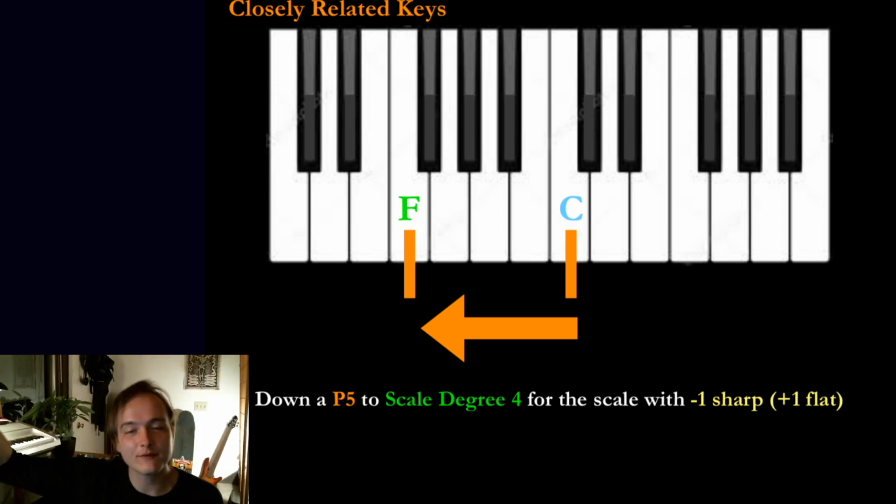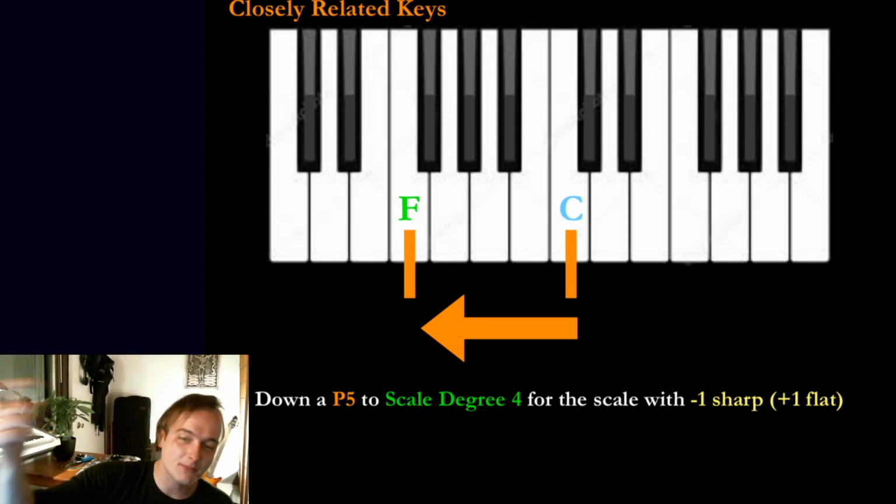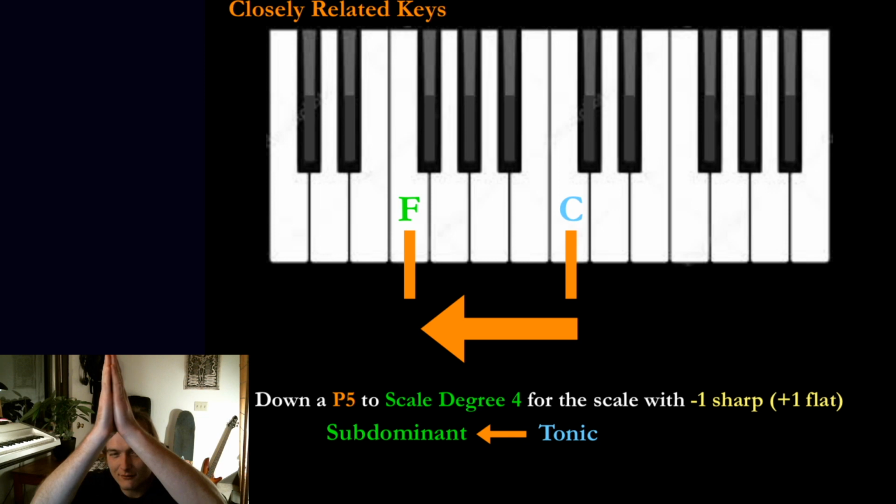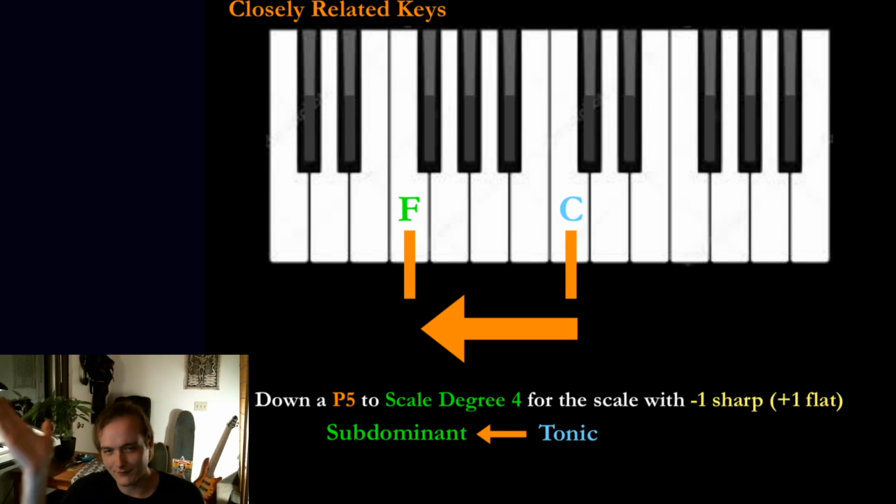So once again, up a perfect fifth from tonic to the dominant will get you the scale with plus 1 sharp. Down a perfect fifth from tonic to what we call the subdominant, the underdominant, F in this case, will get you the scale with minus 1 sharp, or plus 1 flat. So if we start on C in the middle and tick this way with the sharps and this way with the flats, going sharp, sharp, sharp, sharp and flat, flat, flat, flat, maybe we will end up with something that looks like this.